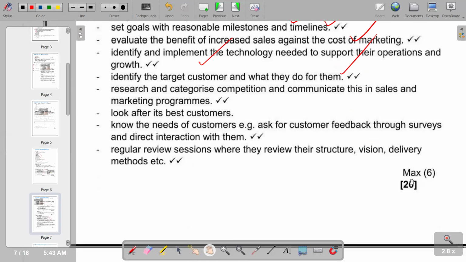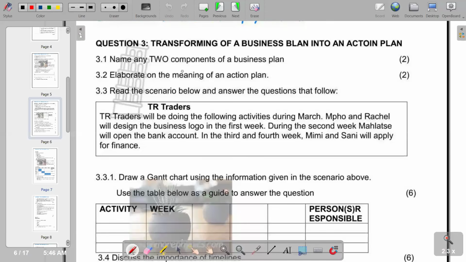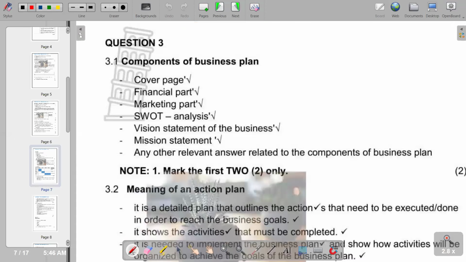So this is what we have for question 2 with a total of 20 marks as indicated. So we move on to the next question, which is going to be our question 3. Question 3 is on transforming a business plan into an action plan. So, name any two components of a business plan. That is our question 3.1. So, the components that we have are cover page, financial part, the marketing part, SWOT analysis, vision statement of the business, mission statement.